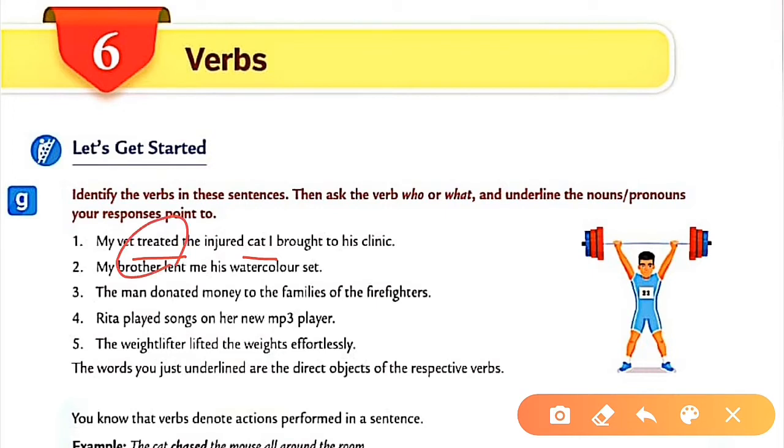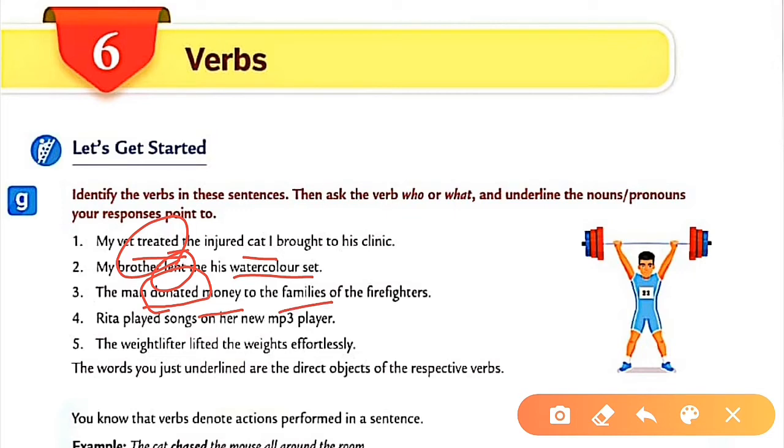Second, my brother lent me his watercolor set. So what is the verb? Lent. And what is your noun or pronoun? The noun is watercolor set. Next, the man donated money to the families of the firefighters. So your answer is donated, it is your verb, and money and families are your nouns.